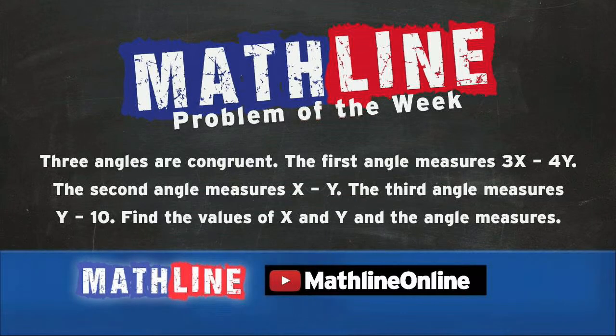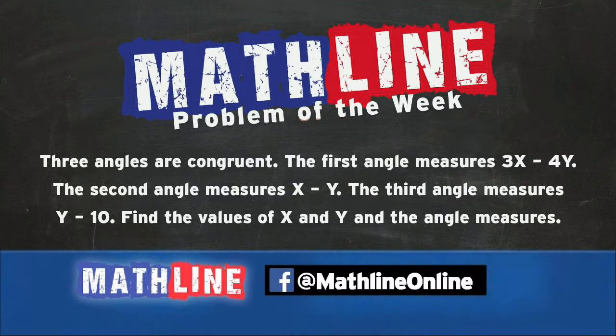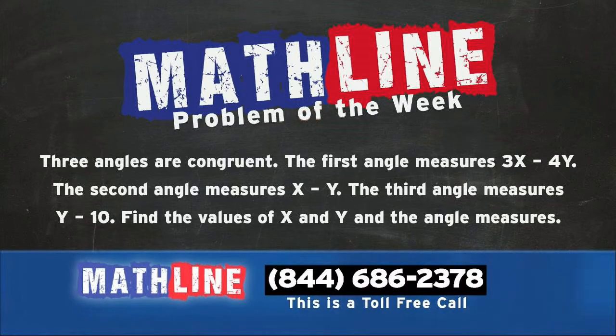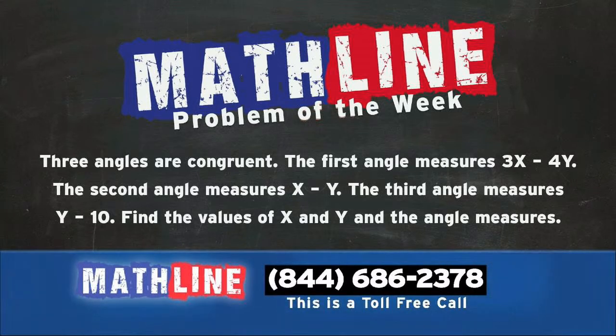We got 3 angles involved. They are all congruent. By the way, congruent means they have the same measurement, the same amount of degrees. The first angle is, oh my goodness, it's algebra, isn't it? It's 2 variables even. Oh goodness, we are making y'all work today, aren't we? 3x minus 4y. All right, write that one down. That's the first angle. The second angle is x minus y. And the third angle is y minus 10.